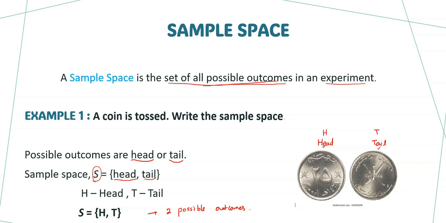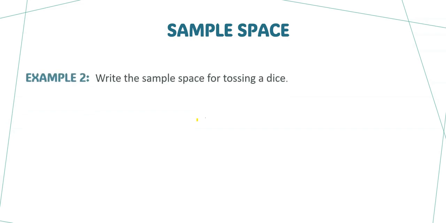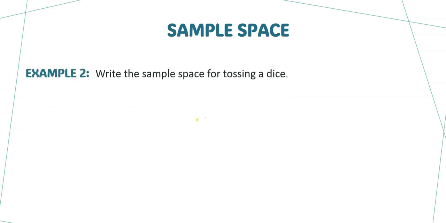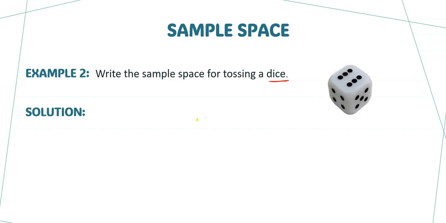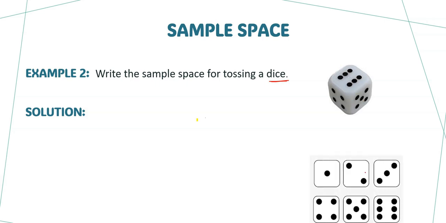Okay, let's move to the next example. If it is asked, write the sample space for tossing a dice. Do you know what a dice is? Yes, a dice is a figure with six faces having numbers from 1 to 6. So what happens when you toss a dice? You get any of the numbers, right? You get either 1, 2, 3, 4, 5, or 6.